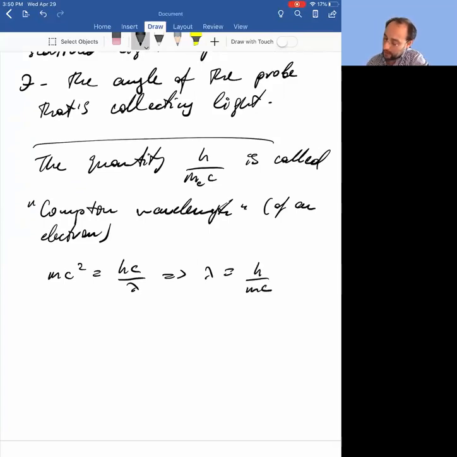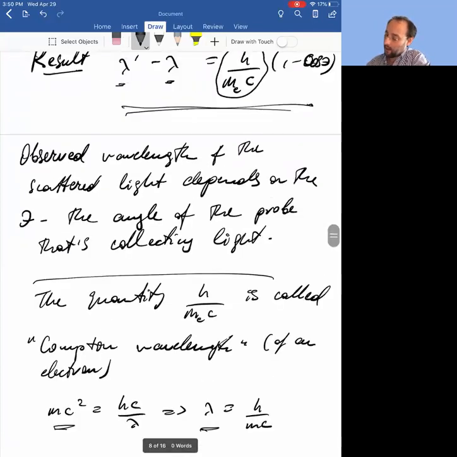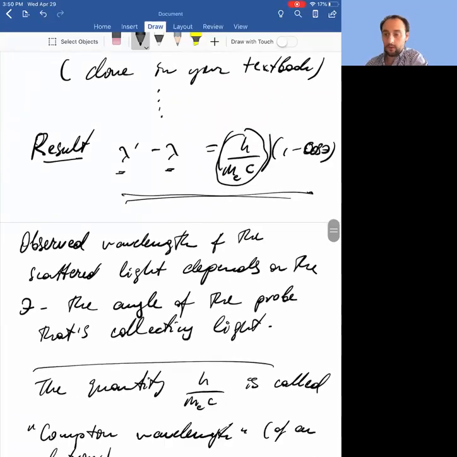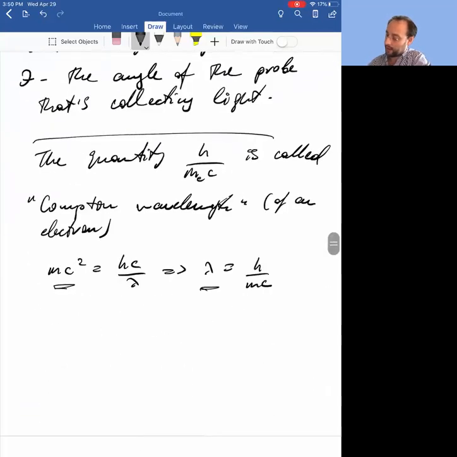You see, so you take a particle, you completely blow it up, convert it to light, and that light will have this wavelength. So if you were to convert a particle of mass m to a photon, it would have this wavelength. So that's the physical meaning of this thing that sits right here, and it's called the Compton wavelength.